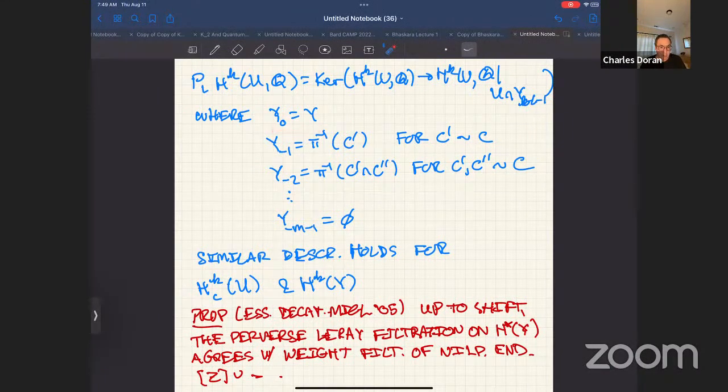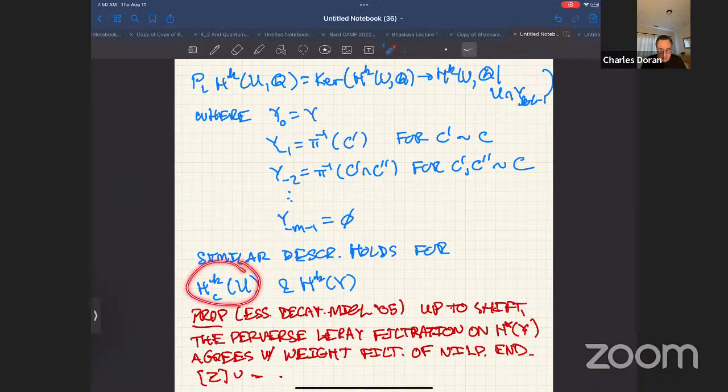Y_0 is just Y, fine. Y_{-1}, and the way it's set up, you have minus indices, is pi inverse of C prime, where C prime is linearly equivalent to C, fine. Y_{-2} is pi inverse of C prime intersect C double prime, where both C prime and C double prime are linearly equivalent to C, etc. You just keep doing this more and more and more. And finally, Y_{-M-1} is the empty set. Okay, so this is enough information geometrically to reproduce this. And you get a similar description for the other terms you care about.